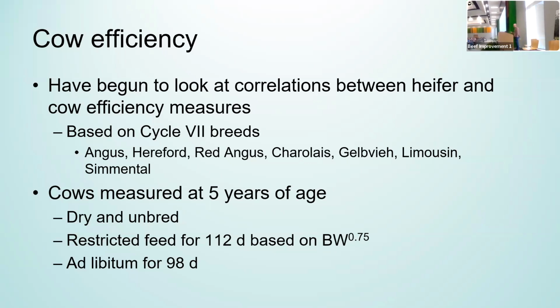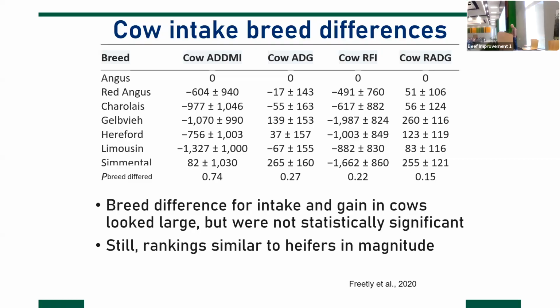And we brought cows in when they were 5 years old in this advanced generation and tried to determine energy and efficiency using measures of growth and efficiency by restricting those animals for a number of days while they're dry, and then allowing them to eat and live after that and seeing how much they gain relative to how much they ate. So kind of modeling a typical efficiency test period similar to what we did on the heifers.